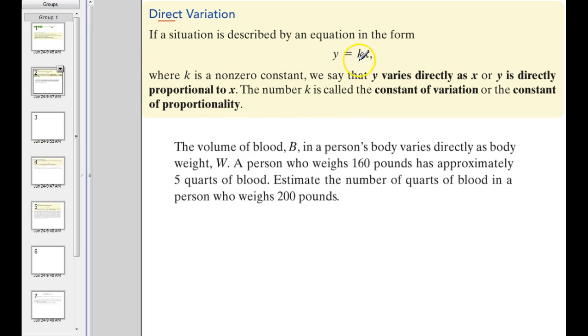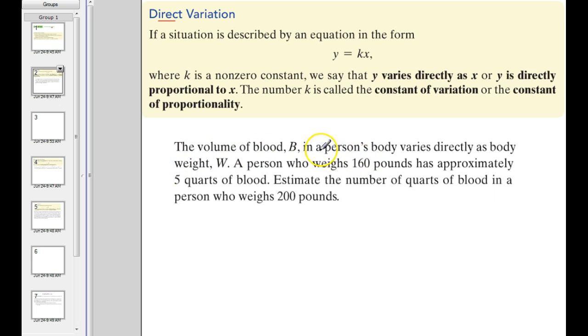We call k, the number that we use to multiply by x, the constant of variation. It kind of sounds like an oxymoron, but it's the constant thing in this variation. x changes, and that causes y to change. That's the variation we're talking about. But k stays constant, meaning that when x changes, we're always multiplying it by the same thing to get y. Sometimes it's called the constant of proportionality.